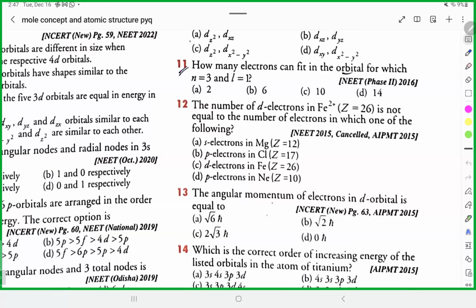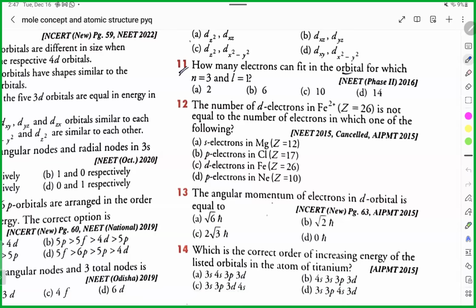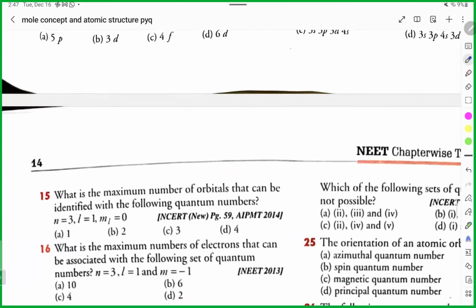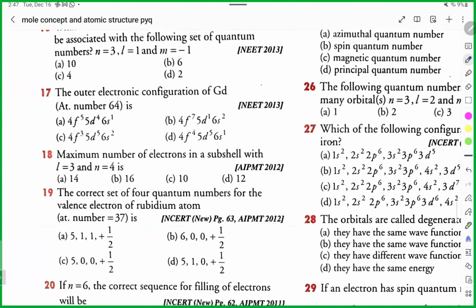Sir, option A, root 6. You know for d orbital, L value will be equal to 2. Correct. Formula is under root L into L plus 1. So L value is 2, L plus 1 is 3, under root 6. Correct. We have seen one more question in this.